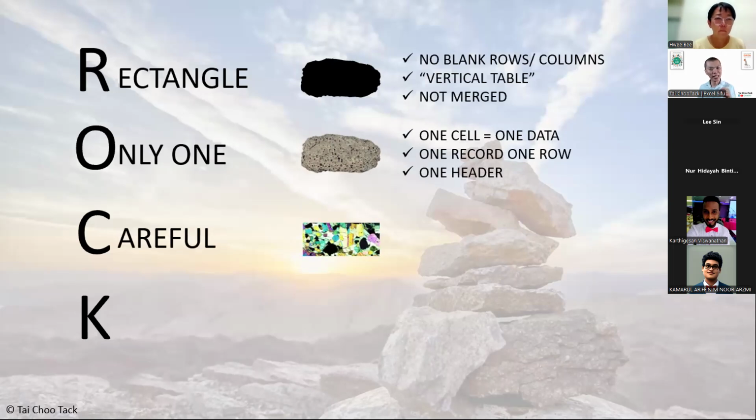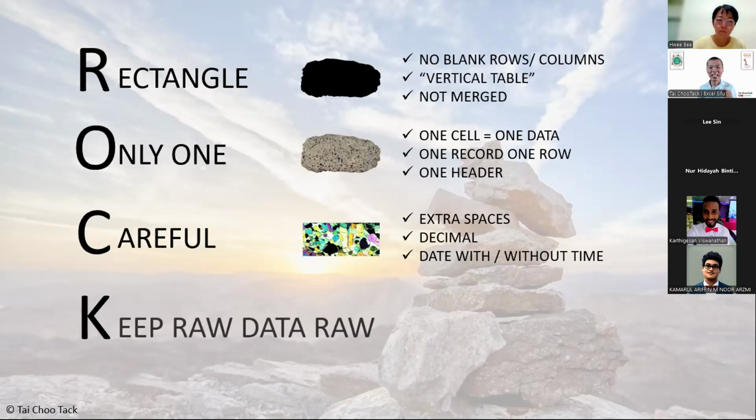C: we want to be careful because our data may have traps like extra spaces, decimals, and dates with or without the time. Last one, to make the data reusable, we want to keep raw data raw.